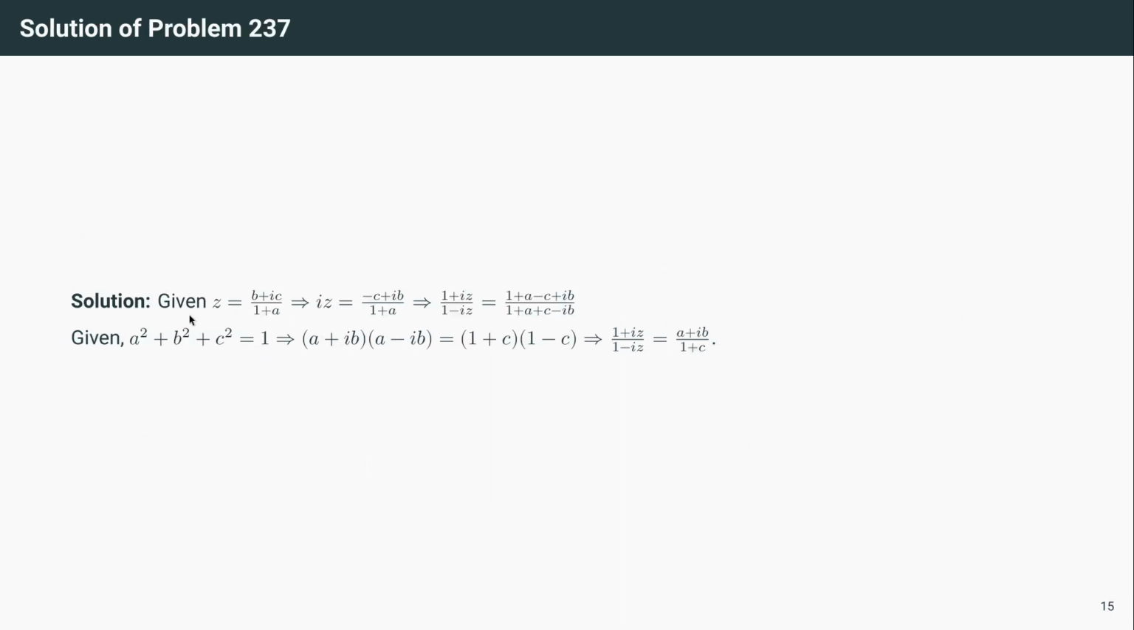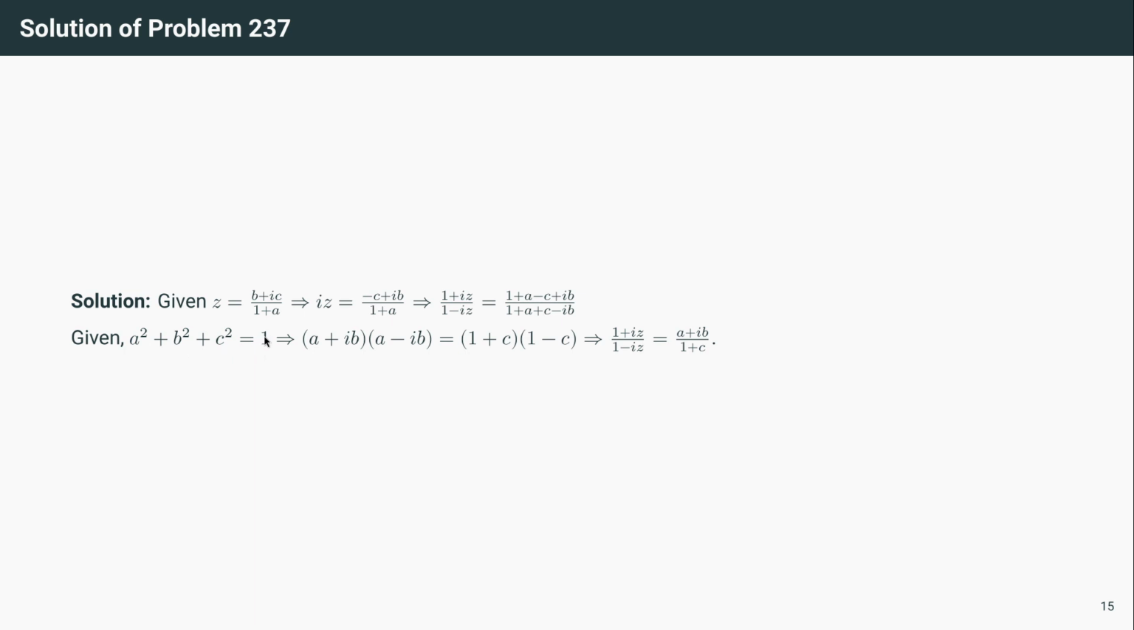So we are given that z is equal to (b + ic)/(1 + a). So iz would be (-c + ib)/(1 + a). So we calculate (1 + iz)/(1 - iz). It would be equal to (1 + a - c + ib) divided by (1 + a + c - ib). Now we are given that a² + b² + c² = 1.